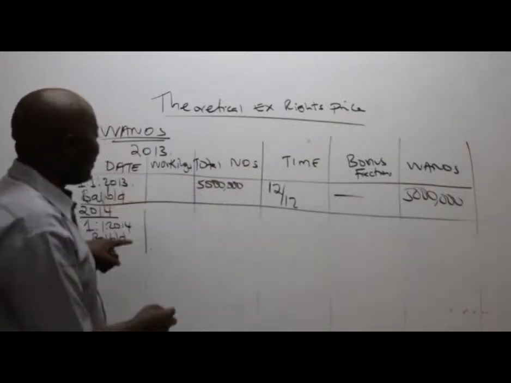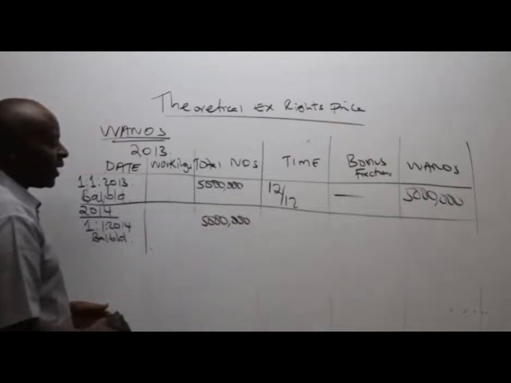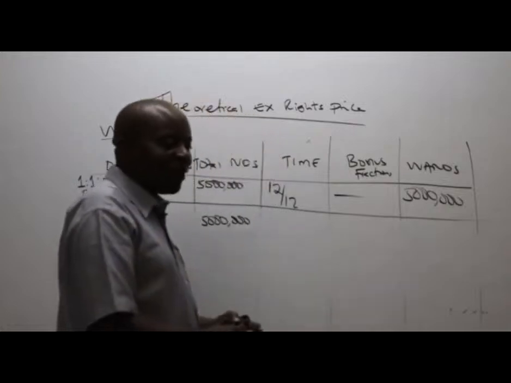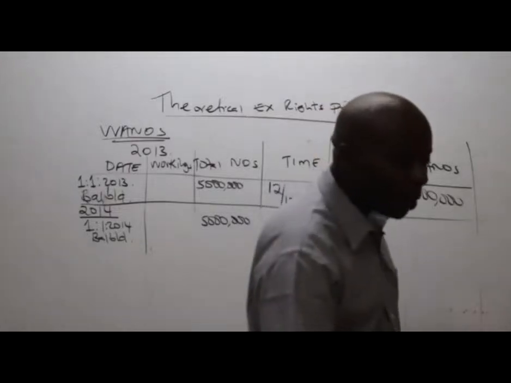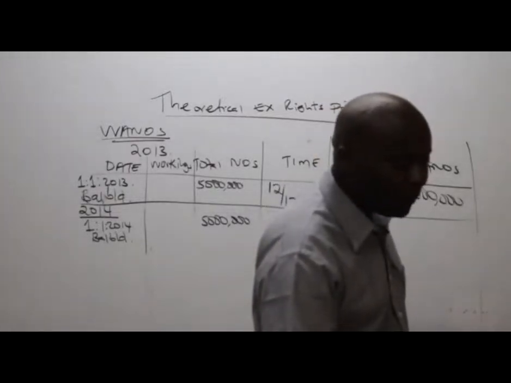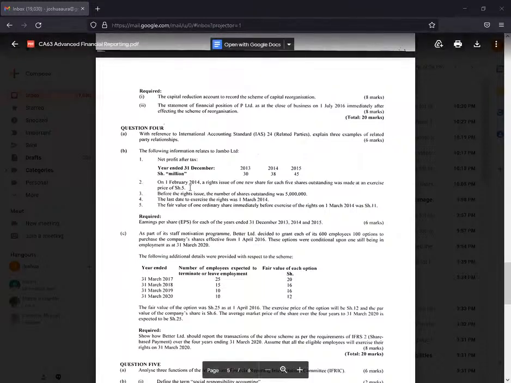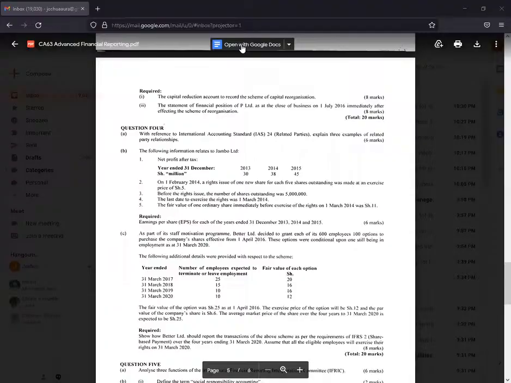Steve Juma is asking me, teacher, how many were these, somebody? It is 5 million. Now, ladies and gentlemen, could you kindly listen to me very well? In 2014 some things happened. Looking carefully here at 2014, which date is this? On 1st February 2014, a rights issue of 1 new share for each 5 shares outstanding was made at an exercise price of how much here, somebody? 5. So there was a new issuance of shares which will be affecting our weighted number of shares.